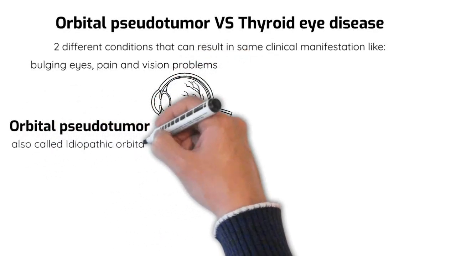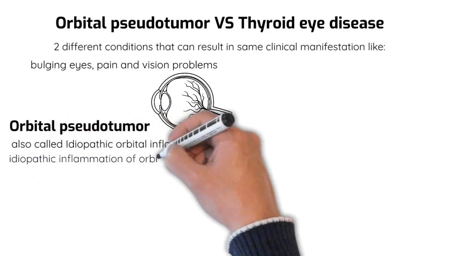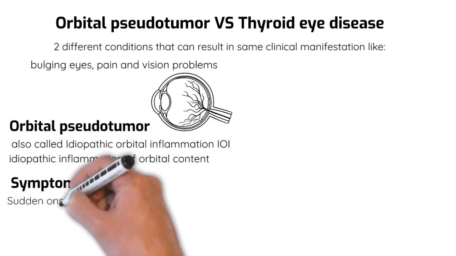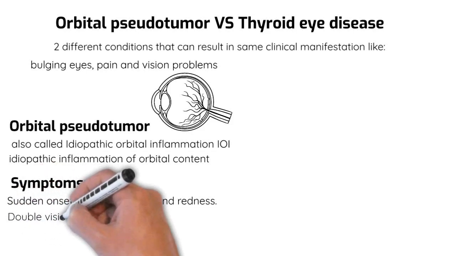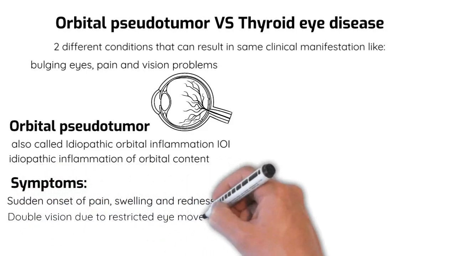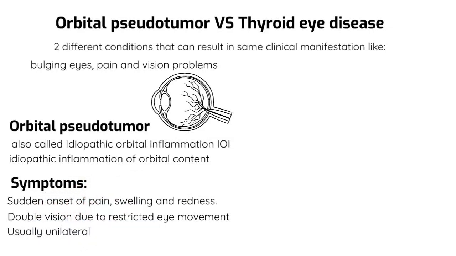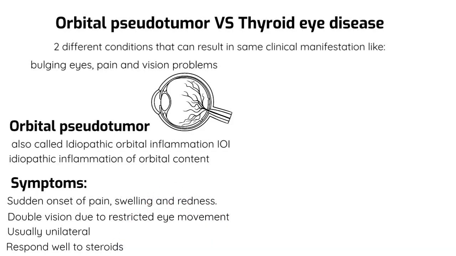It is also called idiopathic orbital inflammation, in which there is an idiopathic inflammation of the orbital contents. Symptoms include sudden onset of pain, swelling, and redness. Also, there is double vision due to restricted eye movements. It is usually unilateral, and this condition responds well to steroids.